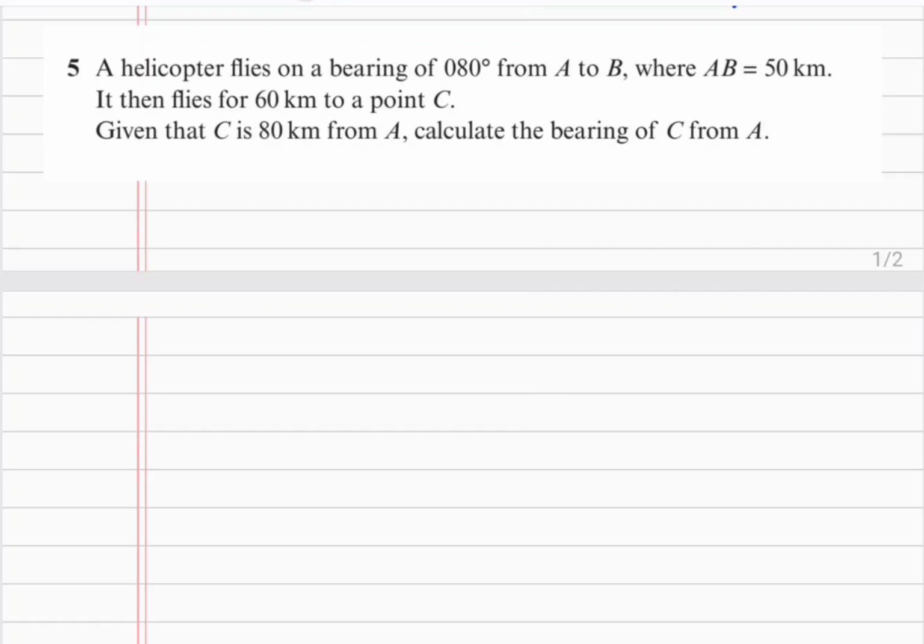by just drawing the diagram. So first, we have A. So let's say this point is A, and then it flies on a bearing of 80 degrees from A to B. So if, for instance, here is B, and we always connect the two points, then this is the, let's say, north line from A, and this is the north line from B. So then this is the bearing of B from A, and it's 80 degrees here. Now, also the distance is 50 kilometers.